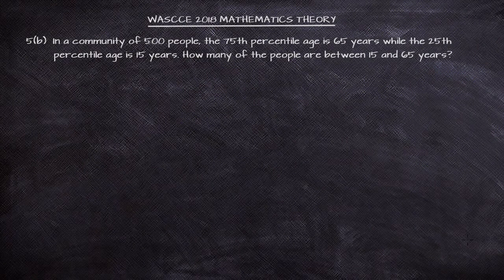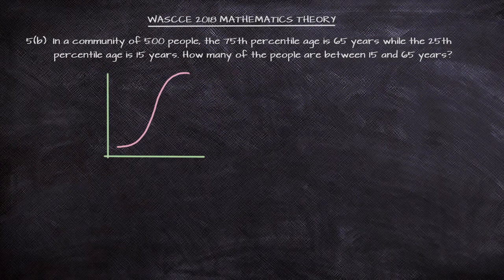We are told that in a community of 500 people, the 75th percentile age is 65 years, while the 25th percentile age is 15 years. Now we are asked how many of the people are between 15 and 65. If you recall our cumulative frequency curve, the ogive, normally it will be something like this, and we have cumulative frequency on the vertical side, and here we can have the age on the horizontal side.